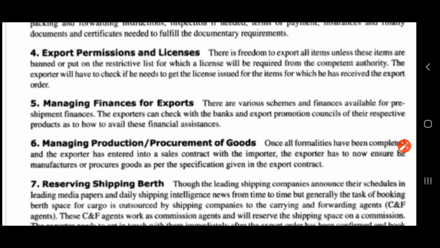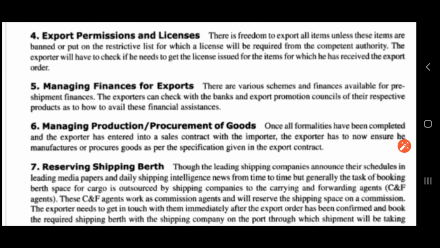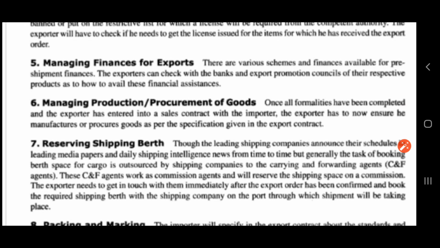So the exporter first has to check whether he needs to get a license issued for the items for which he has received the export order. Once he applied and got the license from the authorities, then he may go for the next step, that is managing finances for exports.